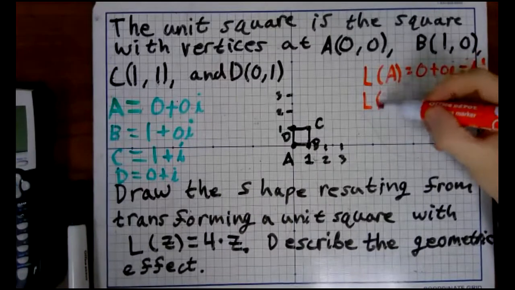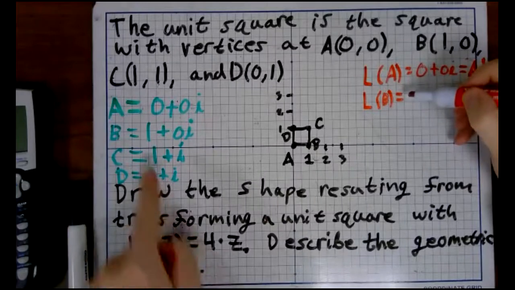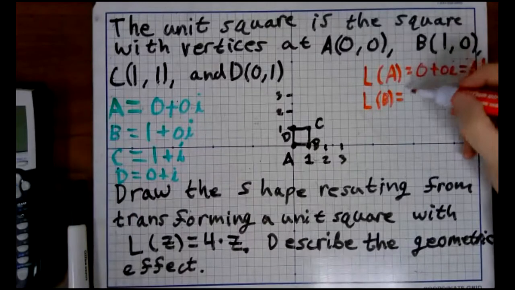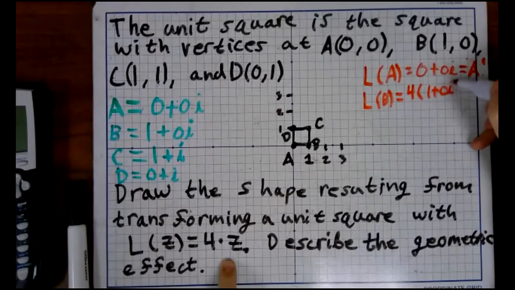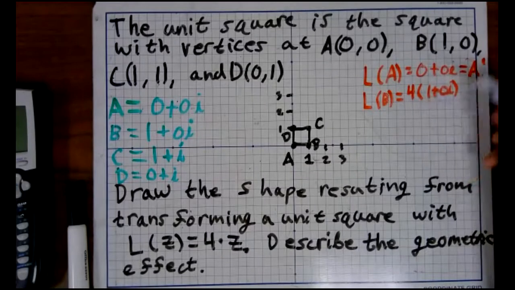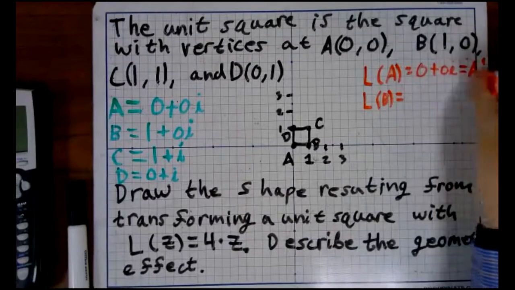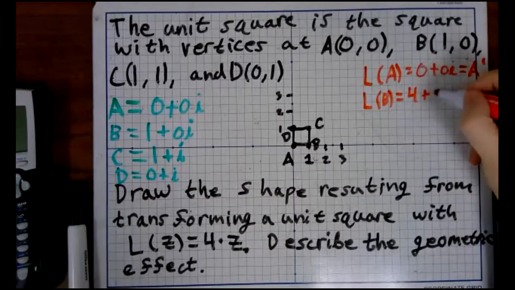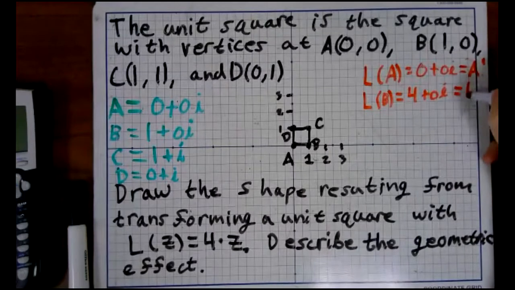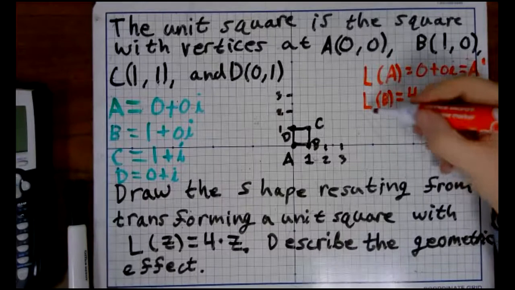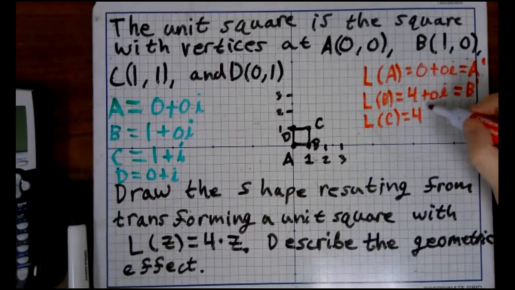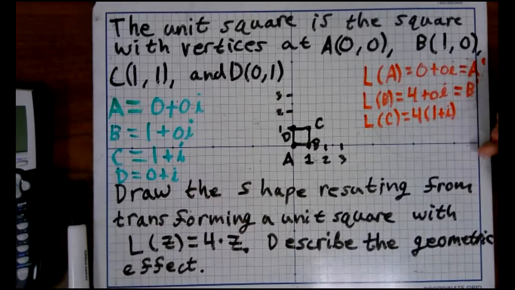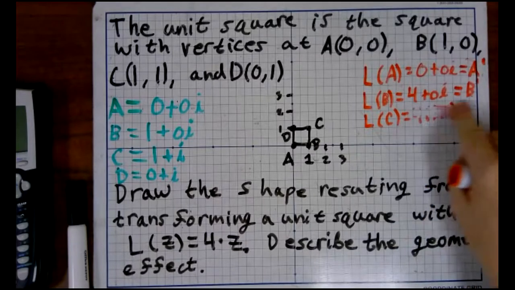What is L of B? That is going to be 4 times 1 plus 0i. Distribute this in there, and we get 4 plus 0i. And we will call that B prime. L of C, that is 4 times C, which is 1 plus i. Distribute it again, and we have 4 plus 4i.